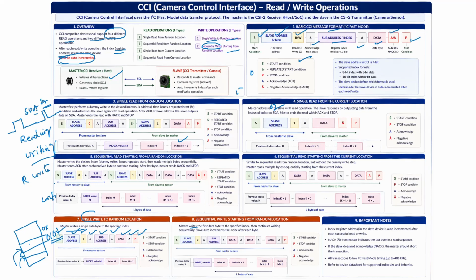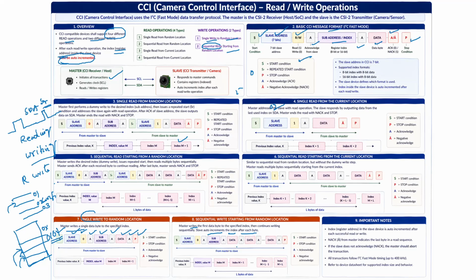Then after that you write to different index locations of your slave. That is the sequential writing. Sequential means continuous writing, right? One write is happening and then the other write follows. Here one data byte you are placing at index 01, and then index 02, index 03. The slave will be incrementing. The slave auto increments the index after each byte.